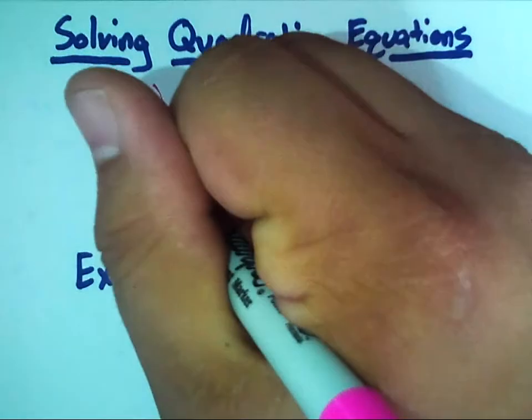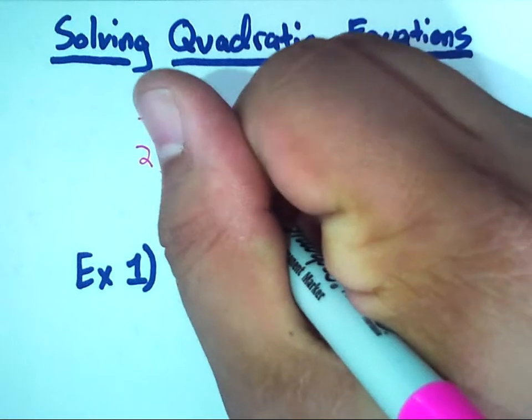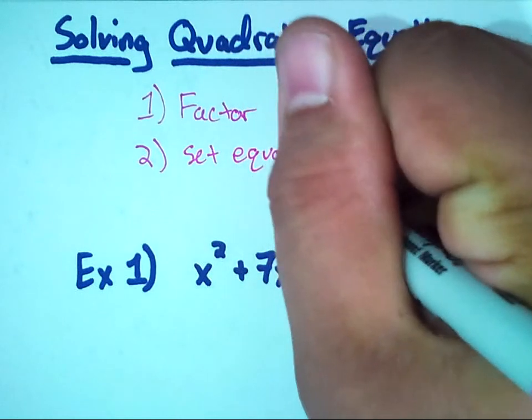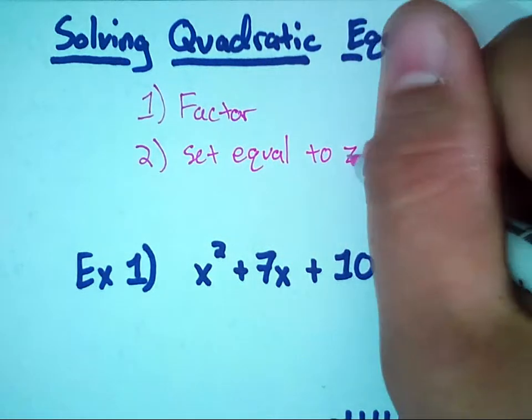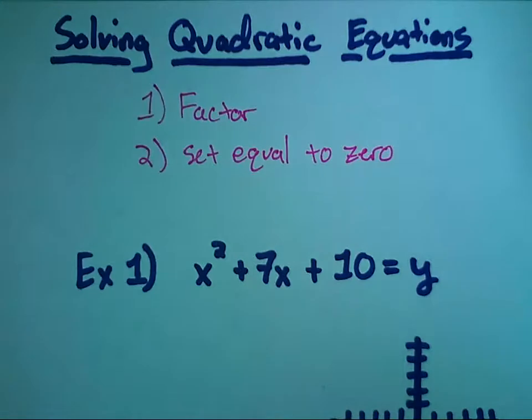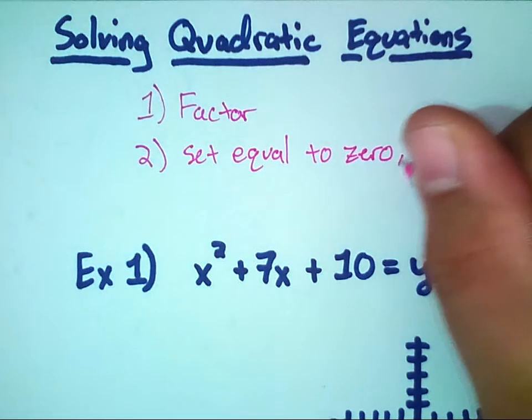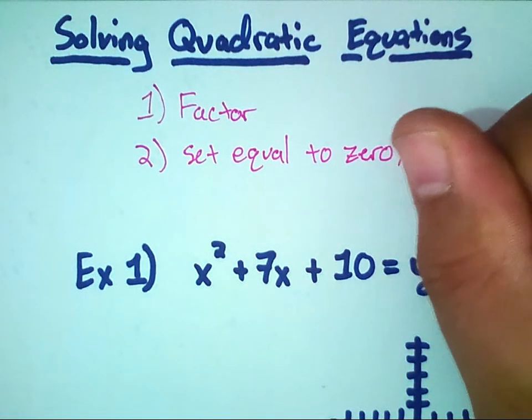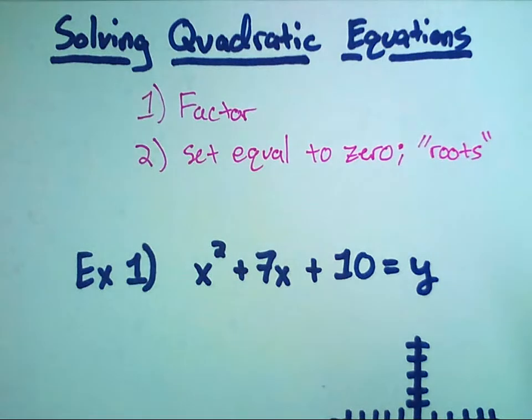And the second part is we're actually going to go ahead and set them equal to x, or sorry, I should say 0. And what that's going to do is actually help determine something called roots, which we've talked about before. And we'll go into a little bit more detail about what exactly roots are.